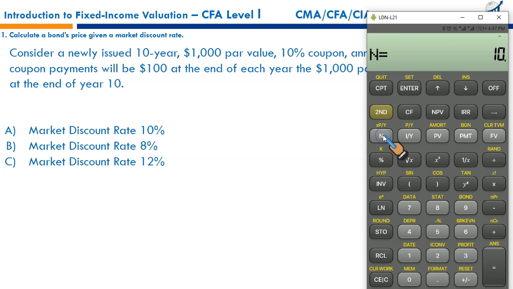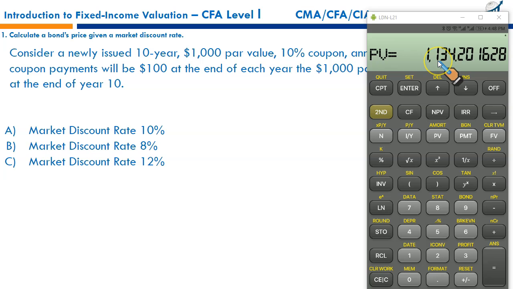10 periods. Now the interest rate relevant for discounting purposes is 8. The payment is 100 negative PMT. FV is 1000, and then press CPT PV. It's 1134.20. Now since your coupon is more than the yield to maturity or the relevant market discount rate, you are giving more interest than the market discount rate, so the bond will sell at a premium.